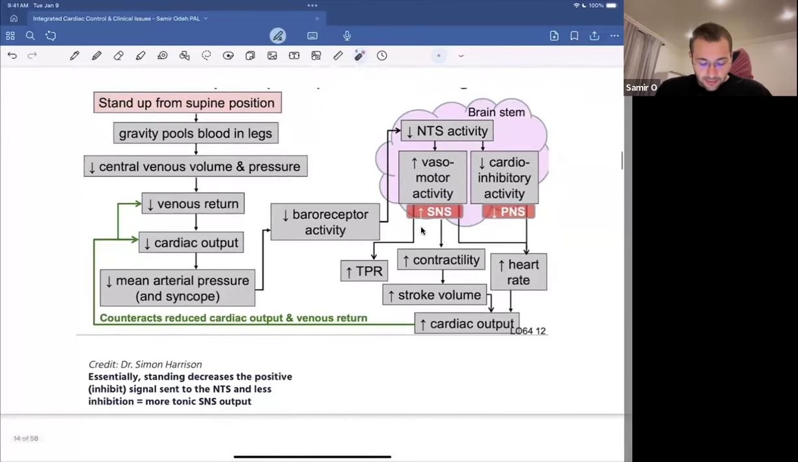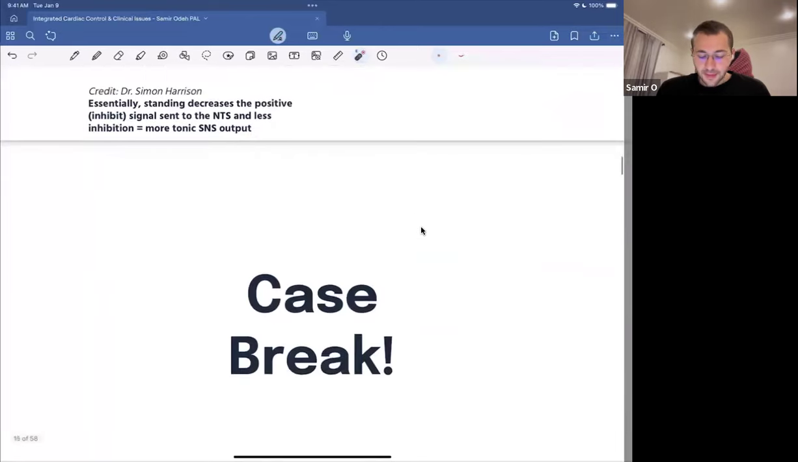So yeah, and I even gave you a little important thing. Standing is going to decrease the positive signal that the baroreceptors give. And this positive signal, as we know in the vasomotor center, is an inhibitory signal. Just one neuron becomes inhibitory, the whole thing becomes tonically inhibitory. And as we know, that inhibits a tonically active excitatory neuron, which is responsible for releasing epinephrine. So yes. All right.